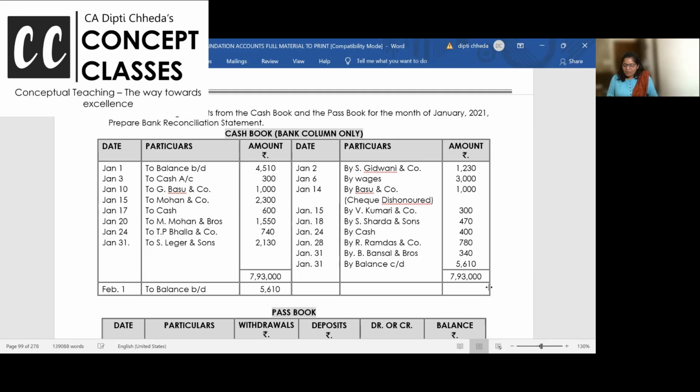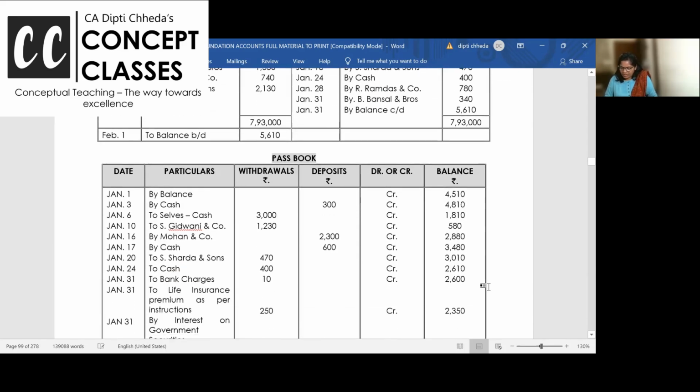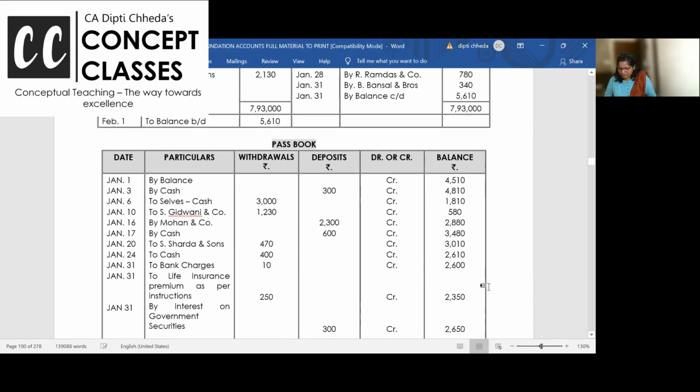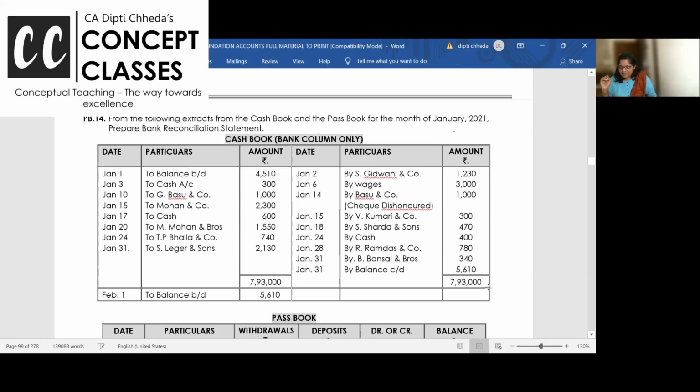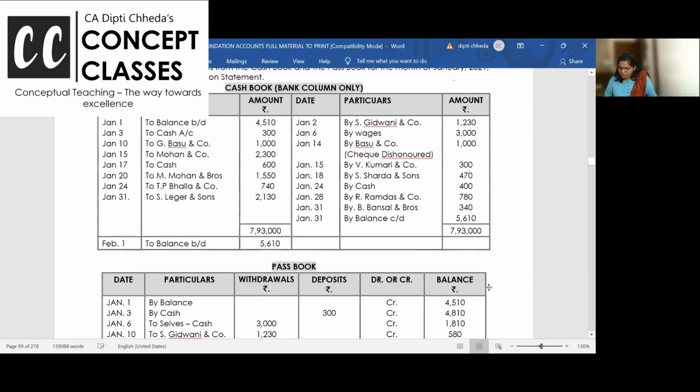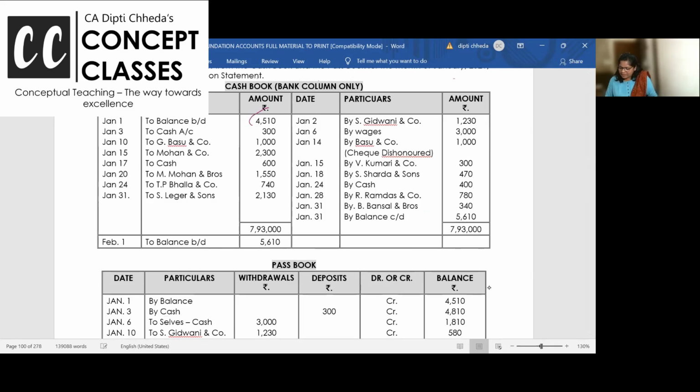Read it. From the following extracts from the cash book and the passbook, prepare the bank reconciliation. Full January month cash book is given. Full January month passbook is given. Okay. So pick up pencil in your hand and start ticking with me. Cash book balance is 4510. Passbook balance is 4510. Are you all following?